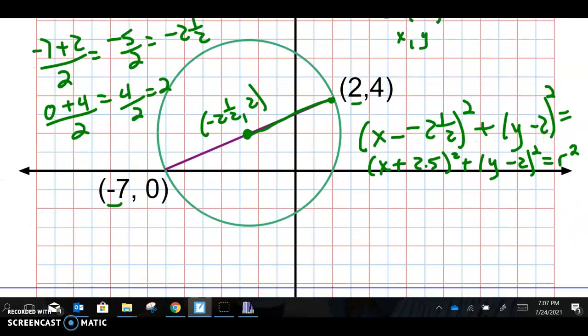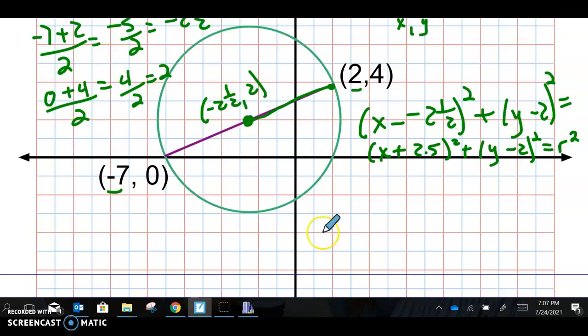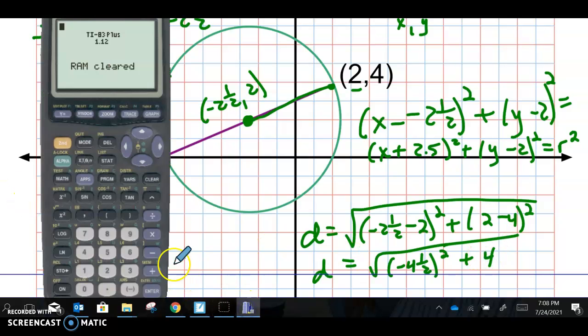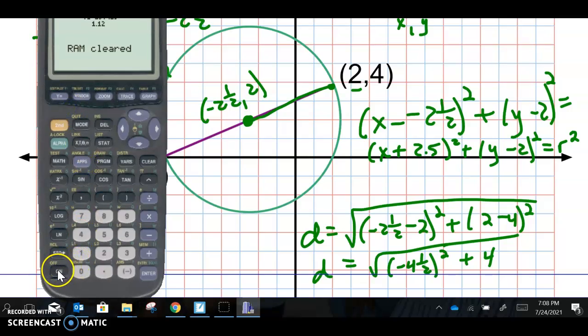So to find the radius, I'm going to use the distance formula. Distance between any 2 points is the square root of the x coordinates subtracted plus the y coordinates subtracted, and then you square them each. So this is negative 2.5 minus 2, which is negative 4.5. We'll have to square that. 2 minus 4 is negative 2. Negative 2 squared is 4. Now, I'm not sure what negative 4.5 squared is. Are you? Let's do that on the calculator, okay?